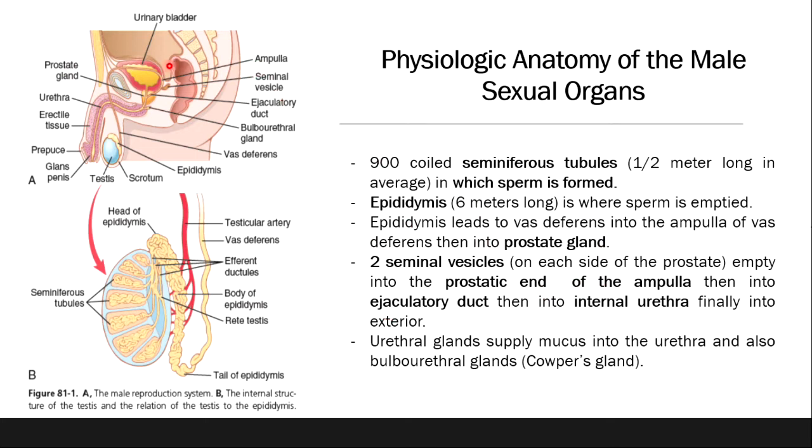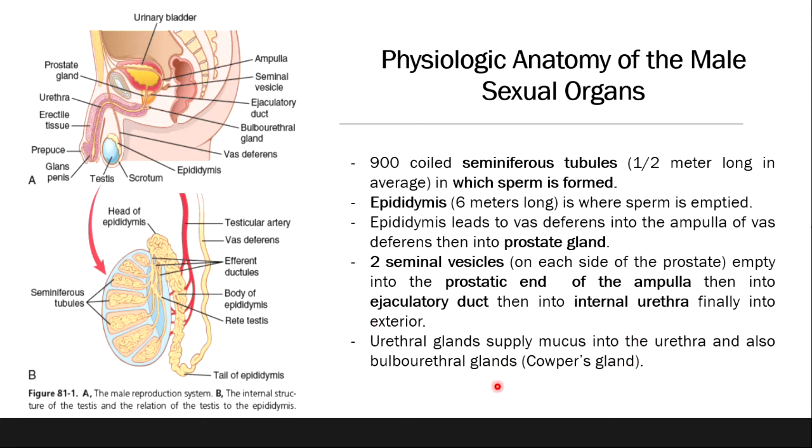So, meron ako mamayang pathway na para makita nyo, para clear sa inyo kung ano nga ba yung different pathway na dinadaanan ng sperm from the testis to the external environment. Okay? Then also, may tinatawag tayong urethral glands which supply mucus into the urethra, and also bulbourethral glands or the Cowper's gland na tinatawag.